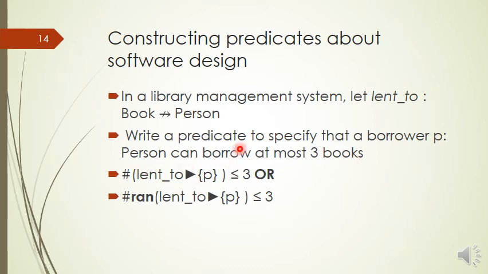As you can see, this predicate restricts a borrower or a person to borrow at most 3 books, and borrower or person appears in the set or range set for this function variable. That's why we will use the range restriction operator under function length2, and the number of ordered pairs for person P must not be greater than 3.